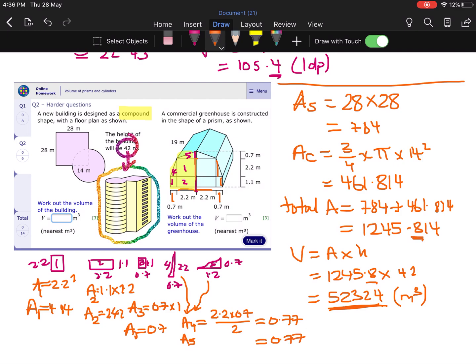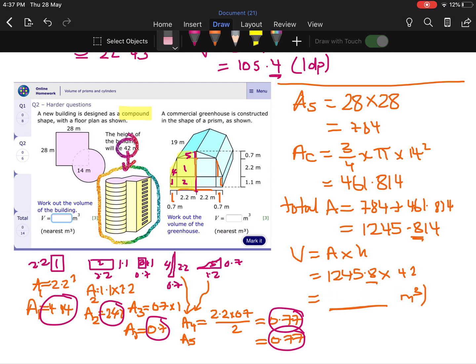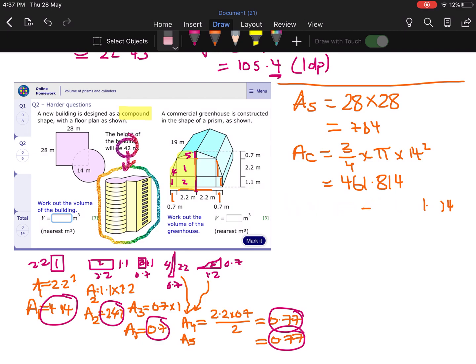Right, next thing I need to do is add all these together. So I'm going to have to add this, this, this, this, and this. And that will give me the area of just half of it, and then times it by 2. Why will I times it by 2? Because I need to show the other side as well.